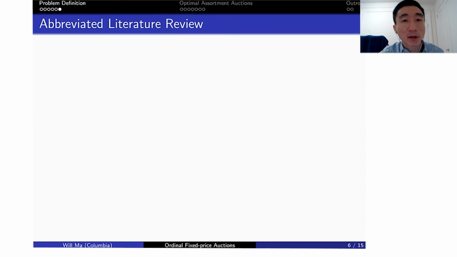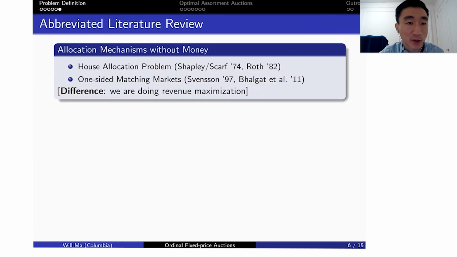Okay, a quick comparison of our problem to related literature. I would say it draws elements from 3 different strands of results. The first is allocation mechanisms without money, which has obviously been well studied. Our problem is most related to the house allocation problem and these one-sided matching markets. The main difference is that we're doing revenue maximization in a Bayesian setting, whereas a lot of these papers focus on uniqueness results that say, under certain conditions, there exists a unique mechanism, results of that form.